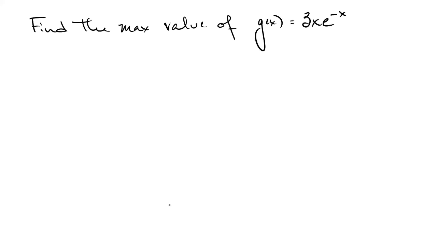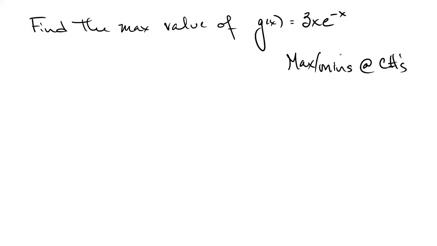This problem is quite a bit more involved than the other problems that we've done so far. There's a lot to consider as we try to find the maximum value of g of x in this problem. Maximums, minimums, they occur at critical numbers. That doesn't mean every critical number yields a maximum or minimum, but it does mean that if there is a maximum or a minimum, it will occur at a critical number or at an endpoint.